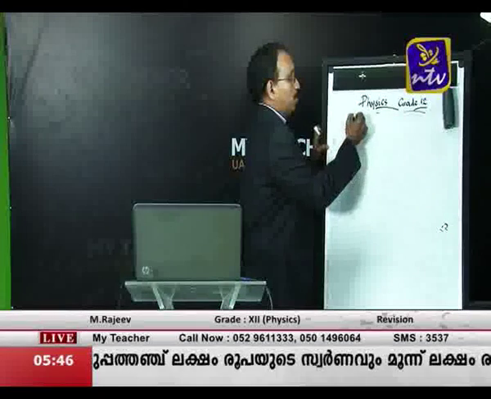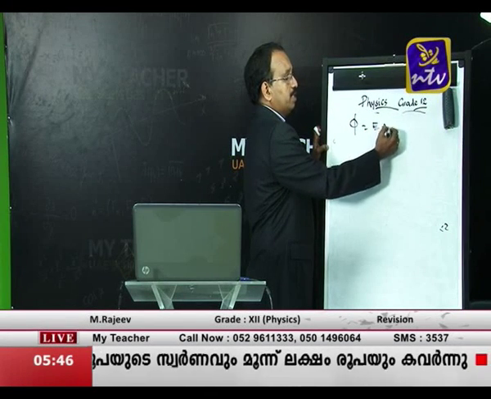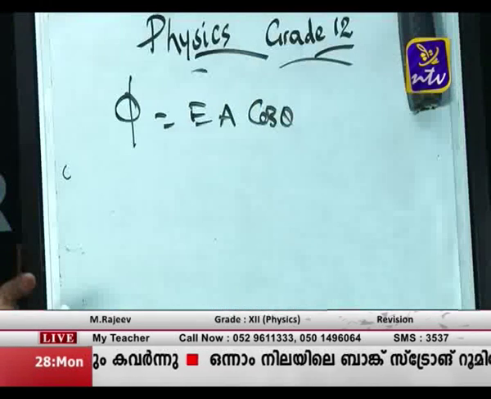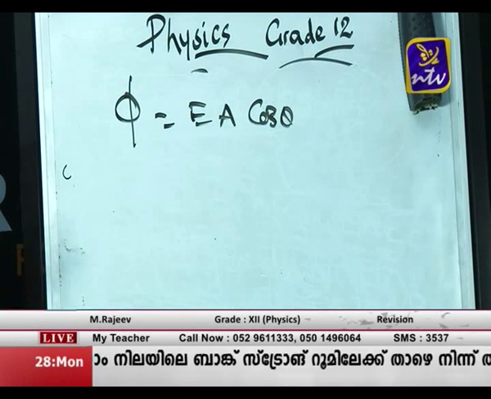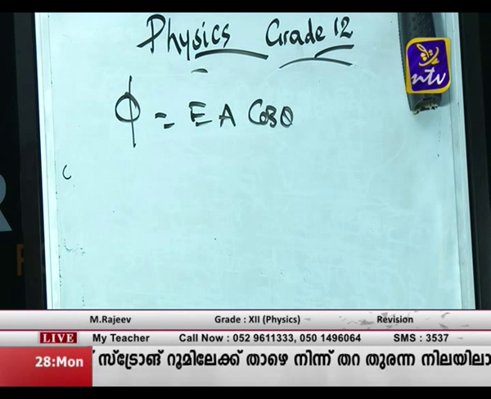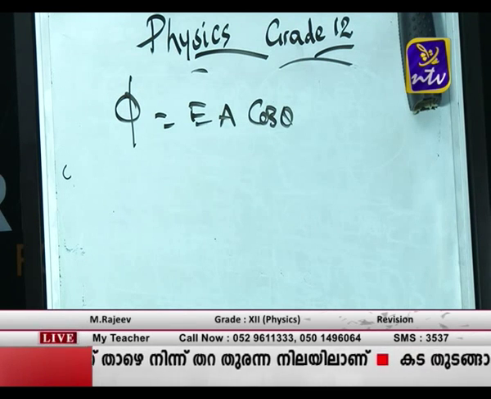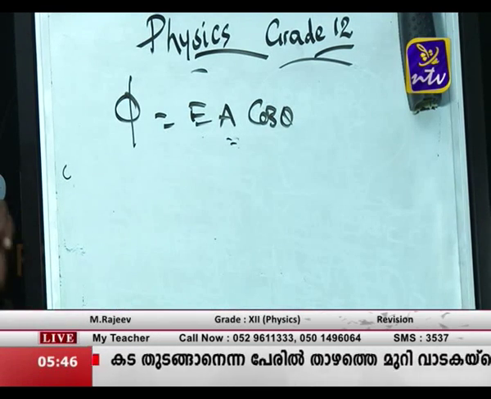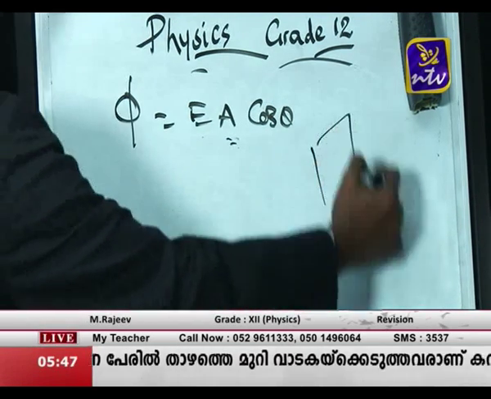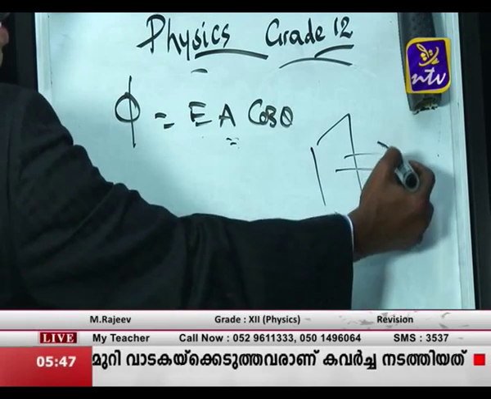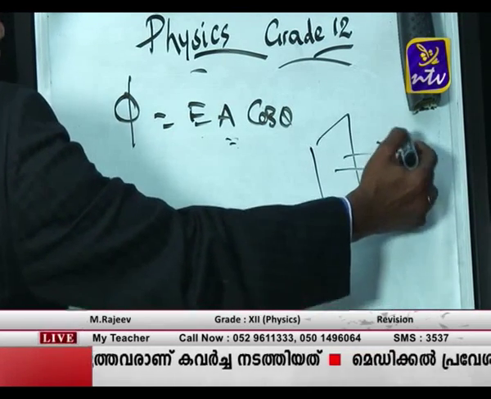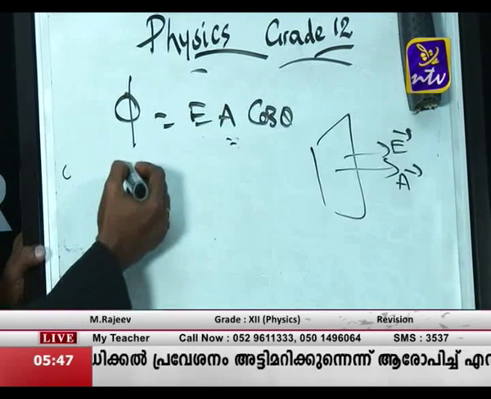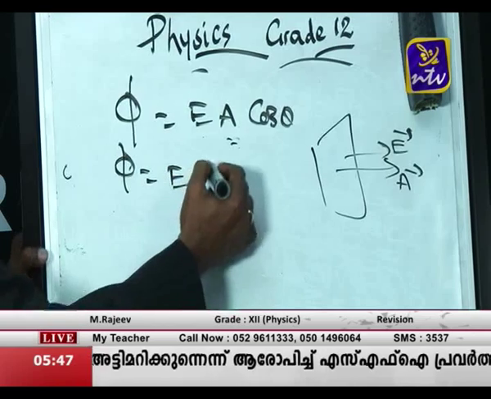Okay, look at the board. We have the equation phi is EA cos theta. The electric field is along the x-axis. The normal to the electric field, if it is kept there, a point to be clear about is that this area vector is important. If the plane is kept normal to the electric field, that means the area vector and electric field vector are in the same direction. So theta is 0. So here the flux is equal to simply electric field into area.